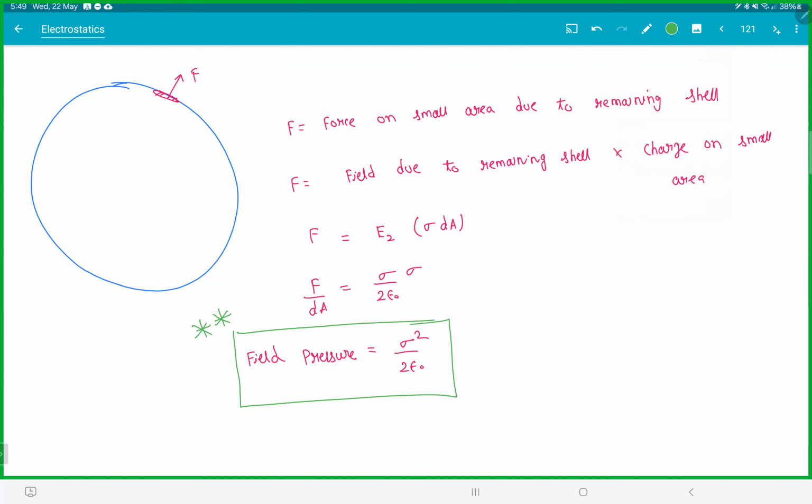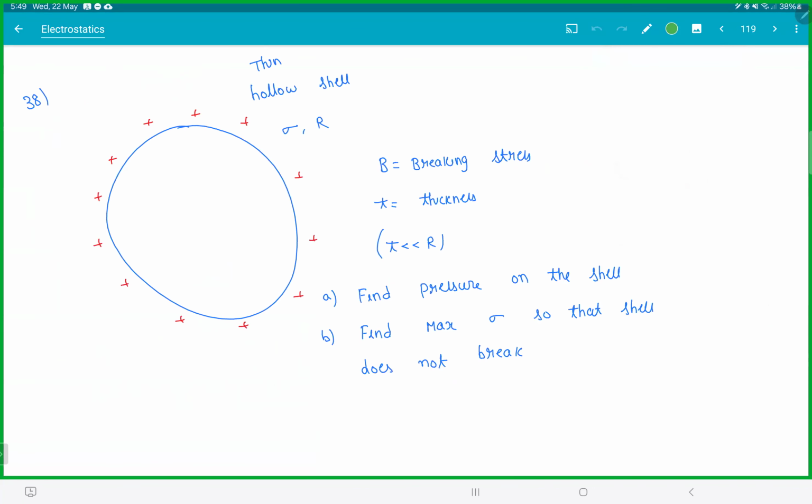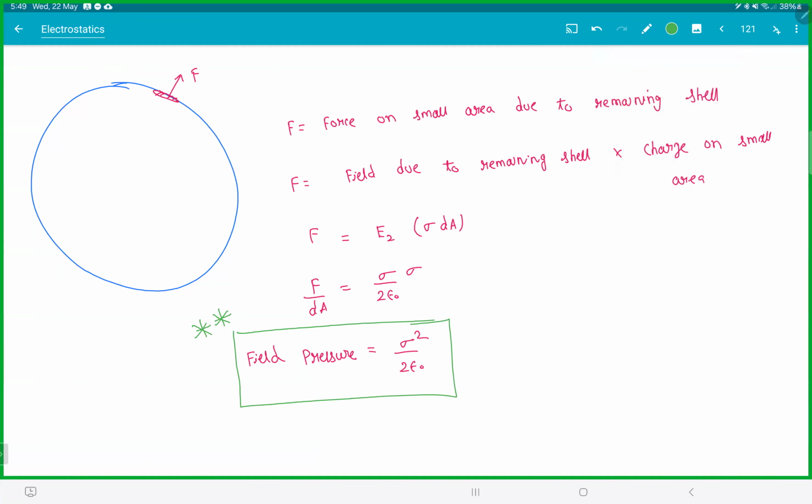You can put 2 stars, 3 stars. It means whenever you take a shell, because of the positive charge on the shell repelling, you generate a pressure on the shell, which is given by sigma square by 2 epsilon. Later on, we are going to prove this. The result becomes even more interesting for conductors. So here I proved it for a shell, but for conductors, it is even more special.